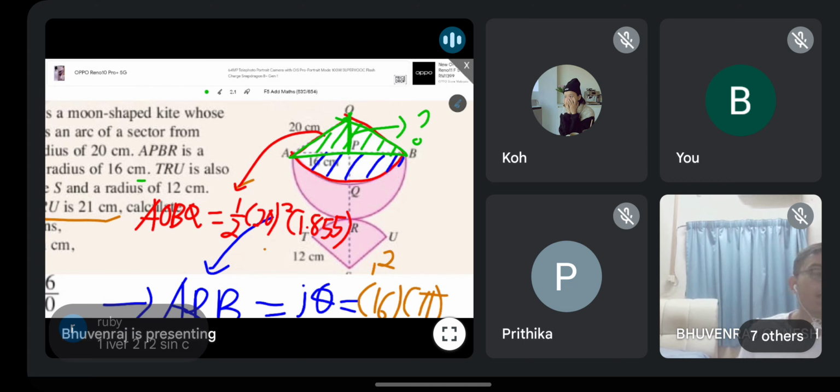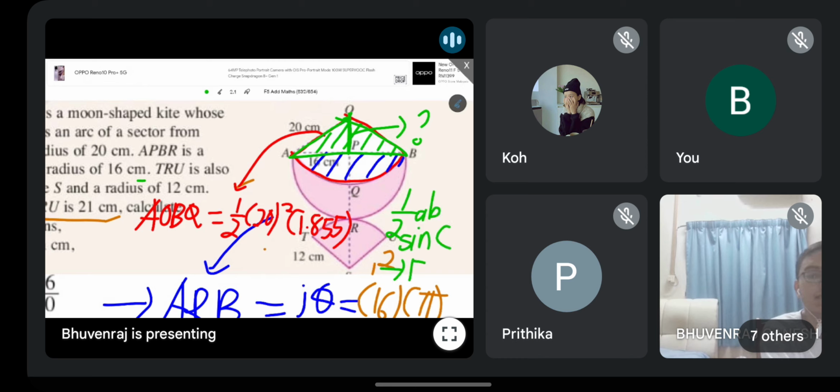Half ab sine C. So guys, do you all remember this formula? You all learned this in your Form 4 chapter 9, solution of triangle. So you can apply it over here into the diagram to find triangle AOPB. So basically a and b are 20 cm. Sine C, you have the angle also. You can convert to degrees, because for sine C you must use degree mode.